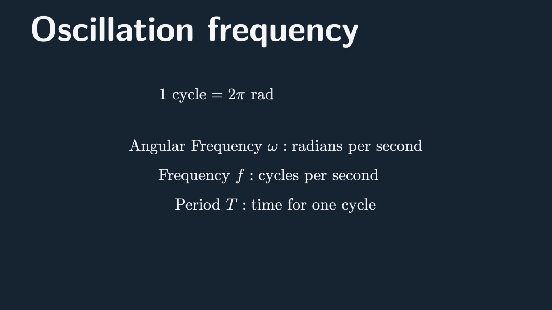So, angular frequency and frequency are related by omega equals 2 pi f. And because frequency is 1 over the period, f equals 1 over T. Combining those gives omega equals 2 pi over T.